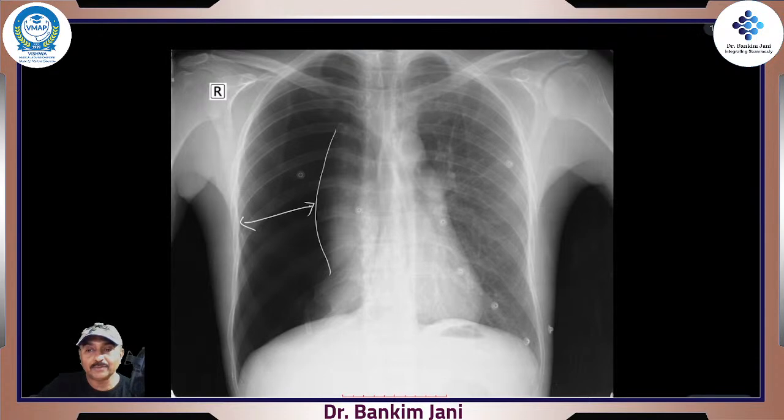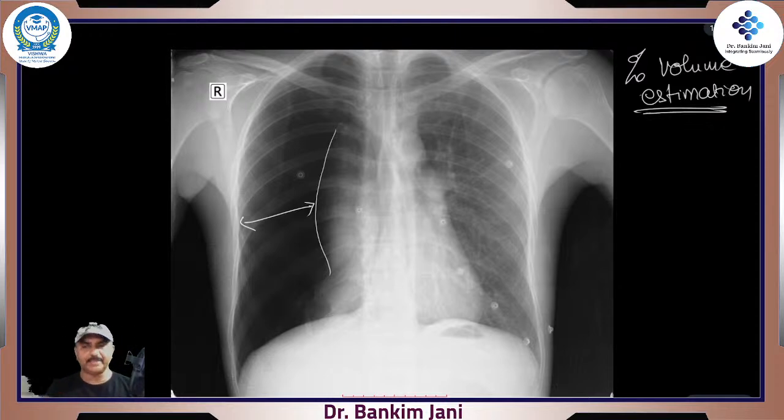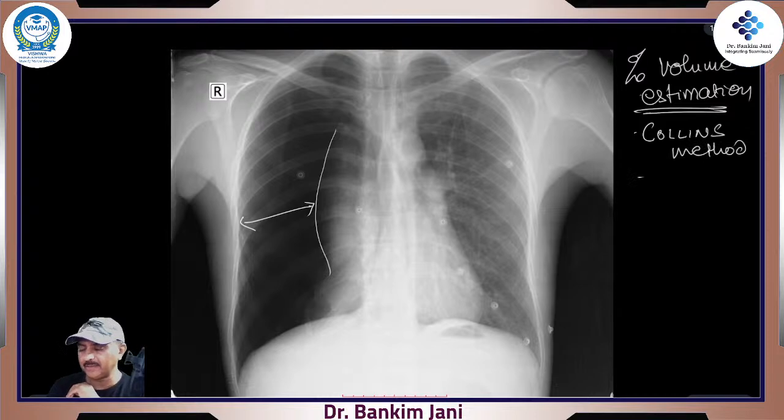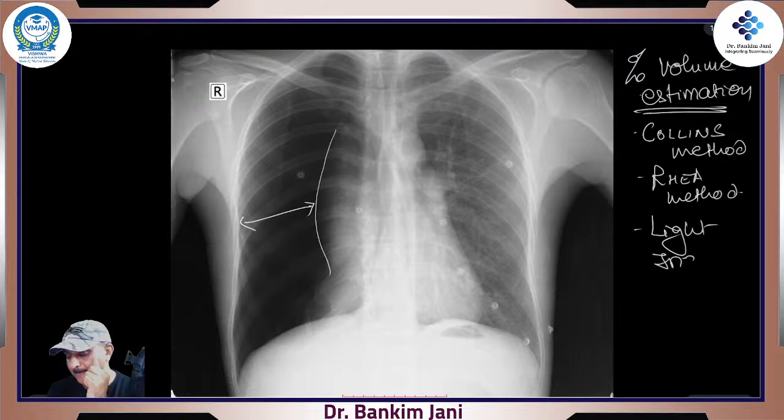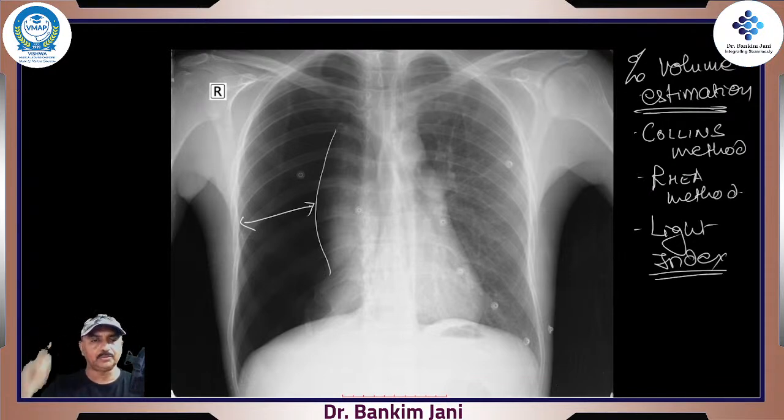Now, you remember I was telling you that you can have an estimation of how much the lung has collapsed. Even from the X-ray, you can go for a percentage volume estimation. There are various methods, I'll show you. There is the Collins method, the Rhea method, and one very interesting one called the Light index. In all these you just do some measurements and then come to the conclusion.